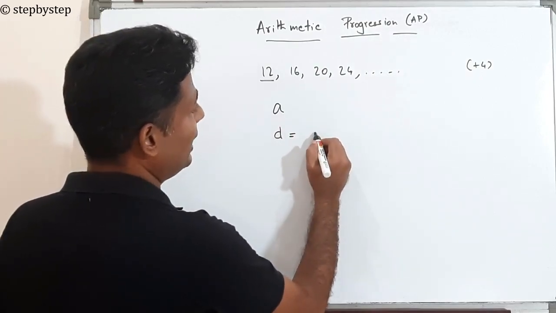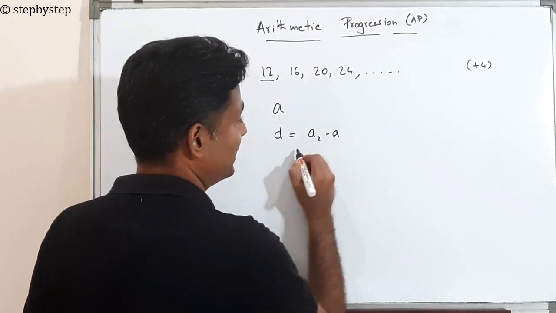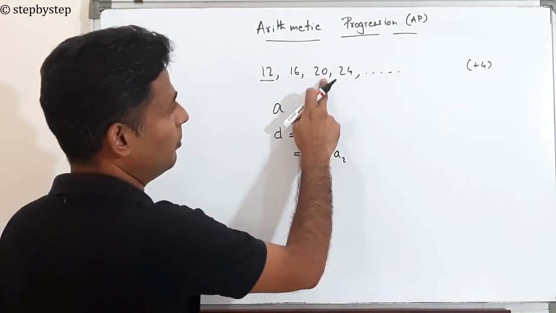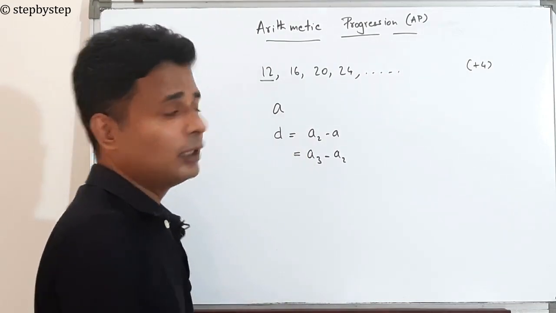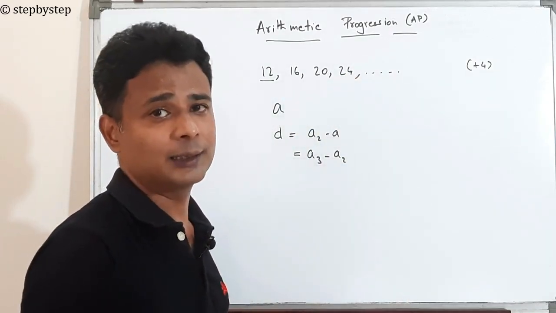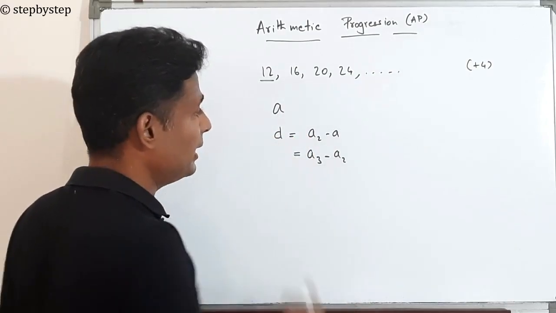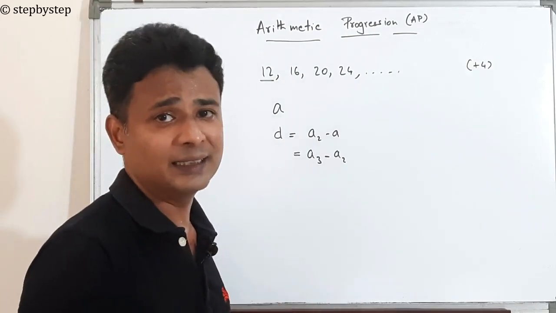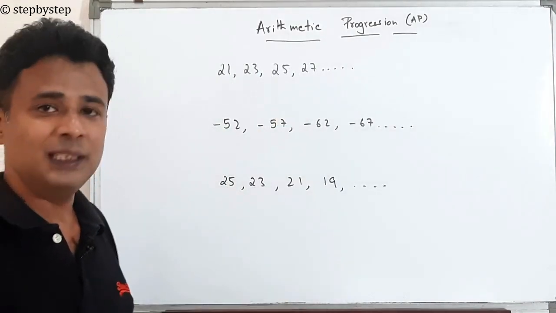D will always be A2 minus A1, and A1 is A itself because the first term is A, or A3 minus A2. Basically, one term minus the previous term will give you the common difference. So how much it's increasing or decreasing by is the common difference. So A is always the first term and D is the common difference, which means how much it's increasing or decreasing by.